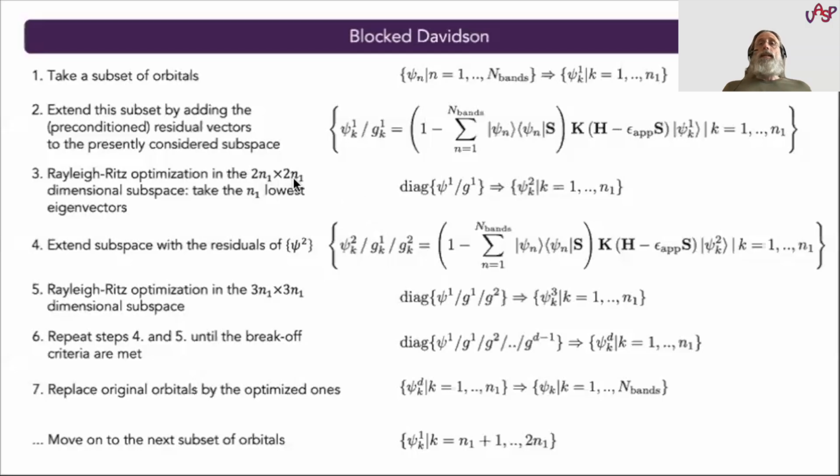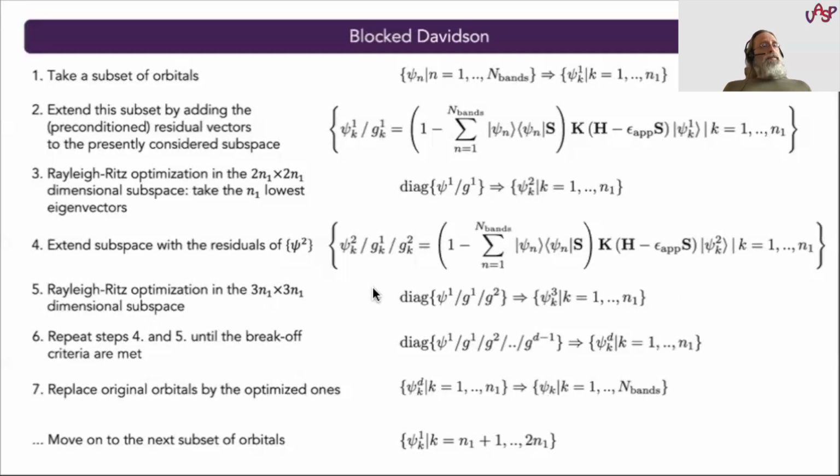And within this 2n by 2n subspace, we do a Rayleigh-Ritz optimization. And we take the n1 lowest eigenvectors of that optimization. Those are then added again to the subspace. So we take those solutions, compute the residual, and add them to the subspace. Now we have a 3n by 3n subspace, and again we do a diagonalization and take the lowest n eigenvectors of this diagonalization, and so on and so forth.